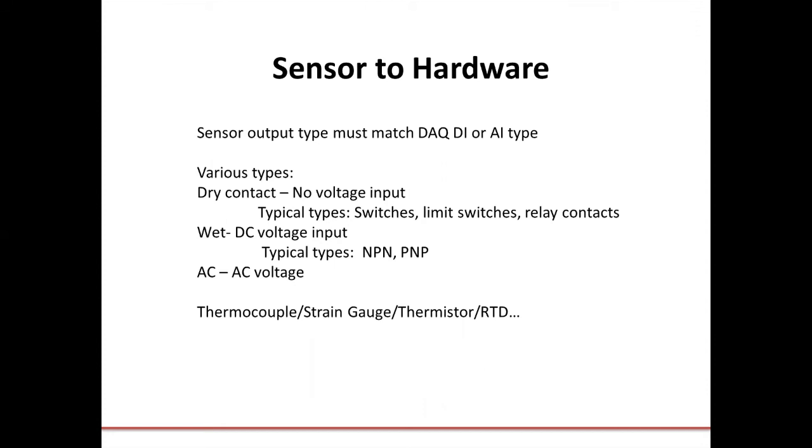A wet voltage input is like an NPN or PNP. Most industrial sensors would be NPN or PNP, but they're the DC 24 volt type. We also have AC sensor inputs, not as common because industrial controls standardly use DC voltage, AC voltage not so much. Thermocouple, strain gauge, thermistor, RTD, encoder, other types of analog inputs we also have solutions for, but they're less common.